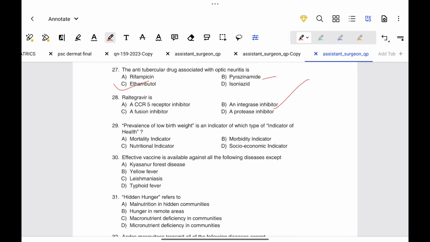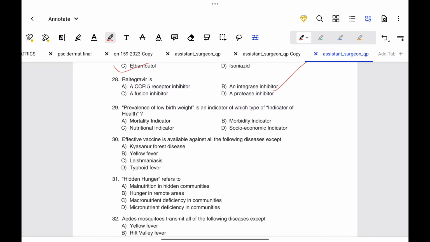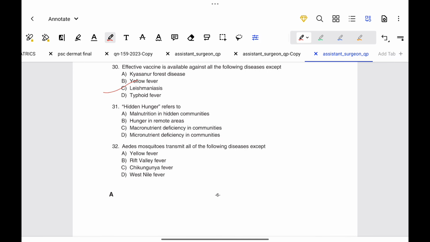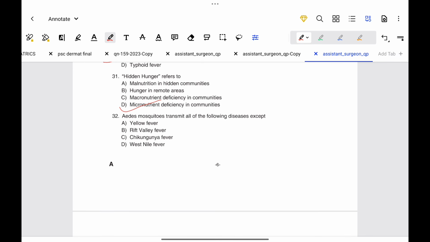Next, prevalence of low birth weight is an indicator of which type of indicator of health? It is a nutritional indicator. Next, the effective vaccine is available against all the following disease except leishmaniasis. Okay. Hidden hunger refers to micronutrient deficiency in the community. Next, Aedes mosquito transmit all of the following disease except.